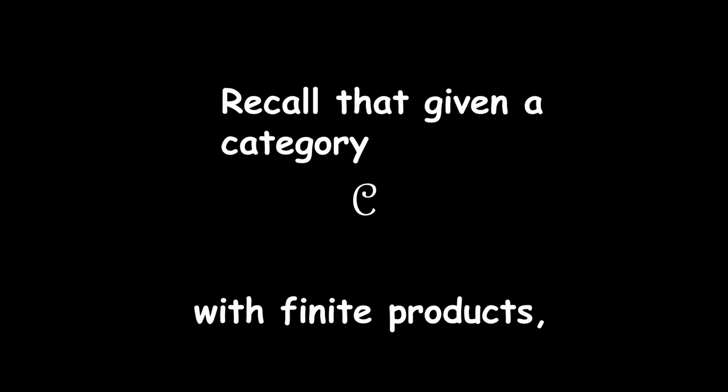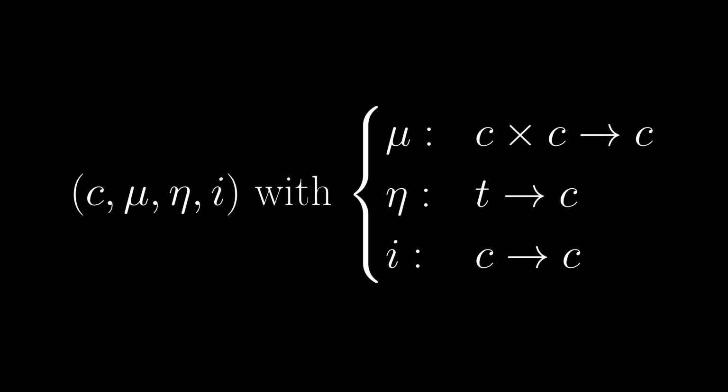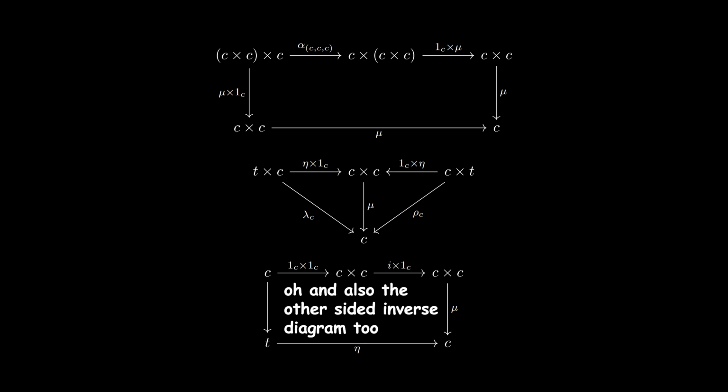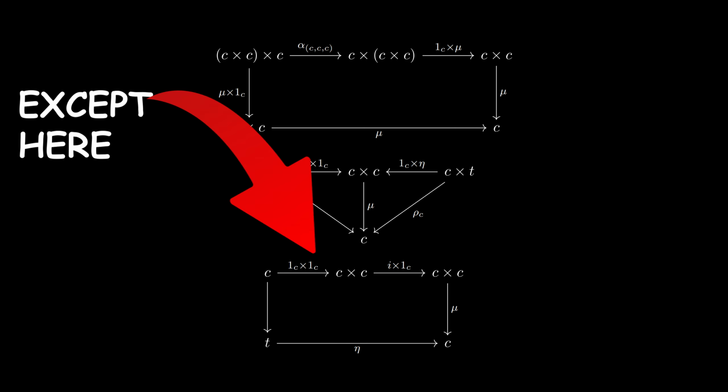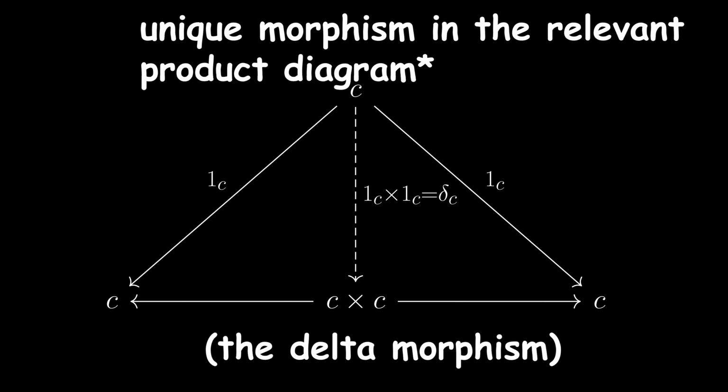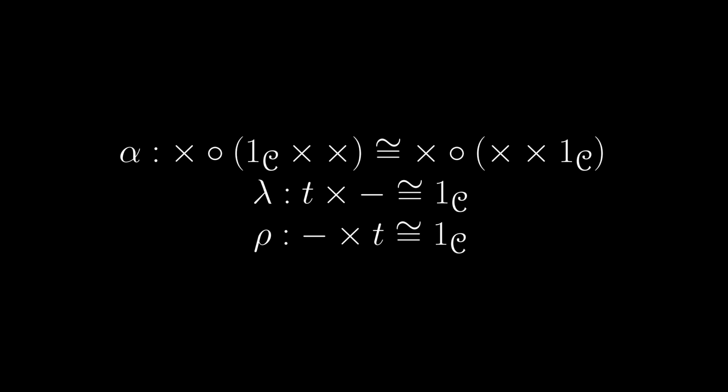To begin defining 0, first recall that given a category C with finite products, a group object in C is a tuple (C, mu, eta, I), where C is an object, mu is a morphism from C cross C to C, eta is a morphism from T to C with T terminal in C, and I is a morphism from C to C, such that these diagrams commute, where the product of two morphisms is implicitly understood to be the image under the product bifunctor, except in the case C to C cross C, where it is implicitly understood to be the relevant universal morphism, and alpha, lambda, rho are the associator, left unitor, and right unitor for products, respectively.